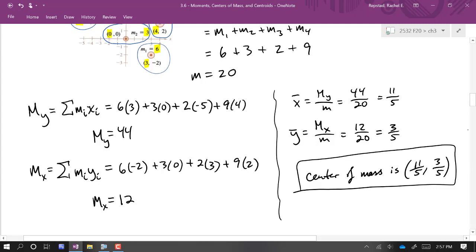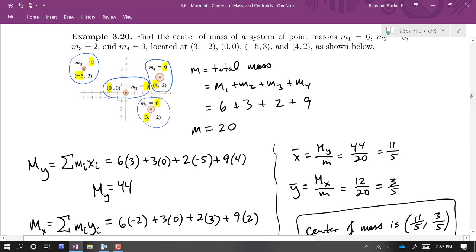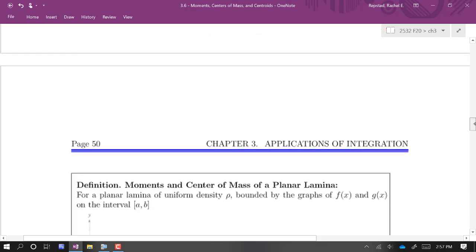And I'll just note that the scenario that we're in right now isn't exactly like a real world scenario, in that we don't encounter isolated masses. Usually we have a mass of something with some kind of continuous surface. And that's where we're headed after this. We call it a planar lamina, and we'll actually need calculus to find the center of mass in that situation.